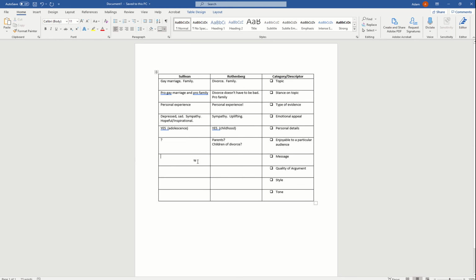The message, his message overall, I think his message is that gay marriage should be legal and all love, family is important. That's what I took away from his, at least. What I took away from hers was, hey, this sounds like what I took away from hers. Divorce doesn't have to be bad. I thought that was her main message. Oh, gee, some of these are overlapping. Message and stance on topic. Is that okay? Sure, that's okay.